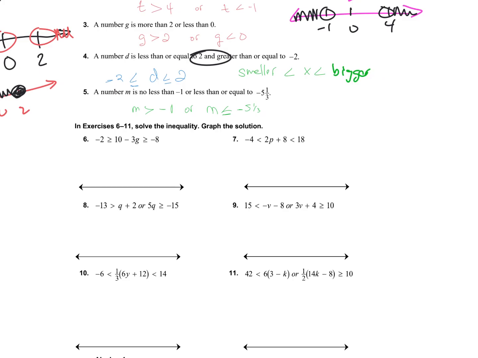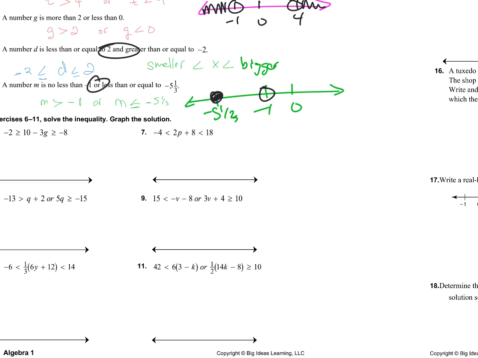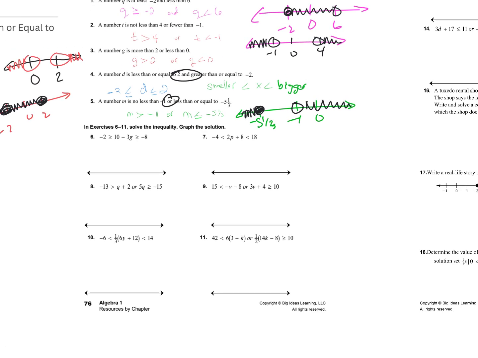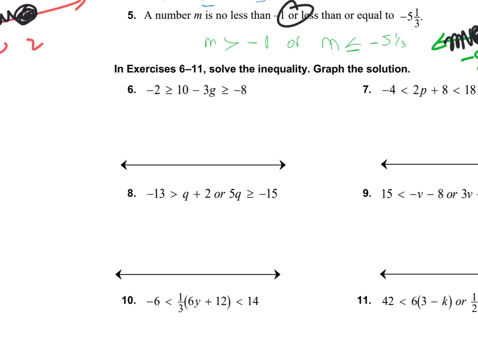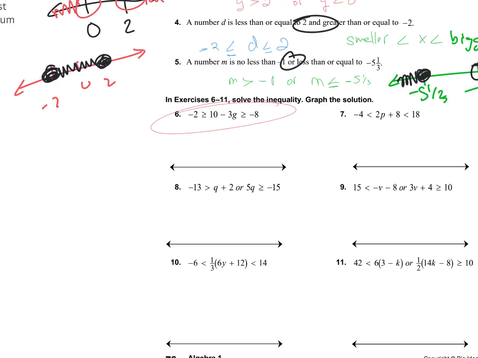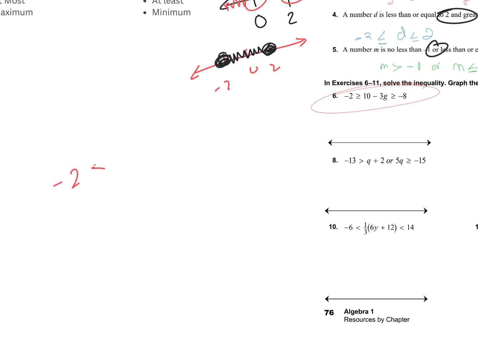And then the last one here before we get to the problem we were really on: 0, -1, -5 1/3. Closed dot, open dot. It's an or. These are the numbers that are less than or equal to -5 1/3. These are the numbers that are greater than -1. All right, let's do this one now. Solve the inequality, graph the solution. You have the choice of separating this out to looking like this.